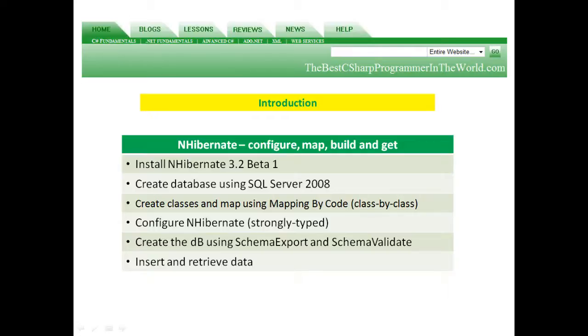So we're going to install NHibernate 3.2 beta 1, and we're going to create a database using SQL Server 2008. We're going to create classes and map those classes using mapping by code, which is a new feature in NHibernate 3.2. And we're going to use the class by class method. And then we're going to configure NHibernate using a strongly typed configuration. Then we're going to create the database using the SchemaExport and SchemaValidate. And then we're going to insert and retrieve data from that database.